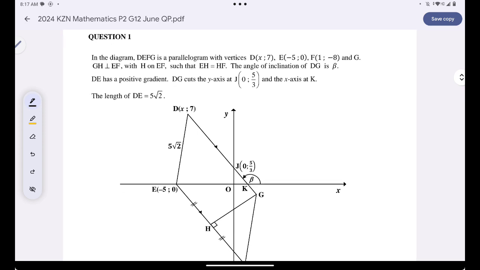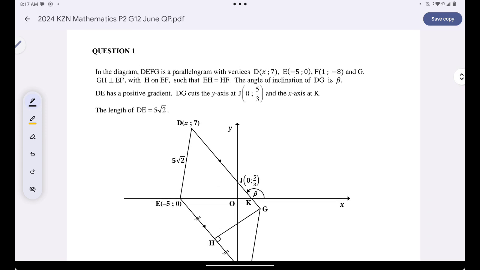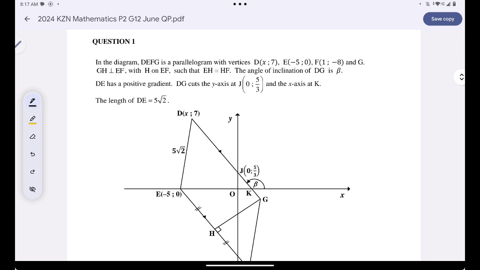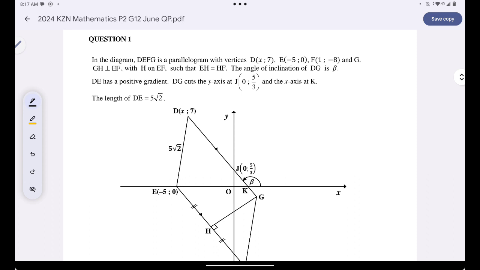I'm about to do question one from the June common test, which was written in KZN in the province of KwaZulu-Natal. Questions one and two just cover analytical geometry.